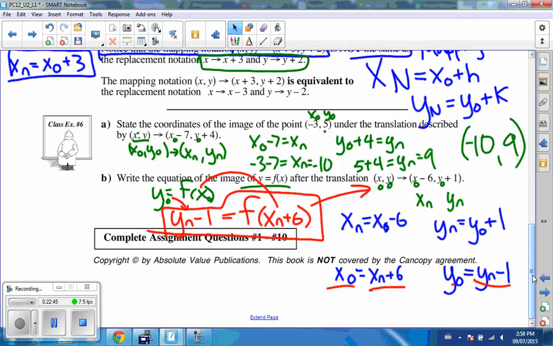All right, hopefully that helps with the understanding of replacement versus mapping notation. We're going to continue using that same vocabulary for the rest of the lessons in the unit, and we'll really build a strong understanding of these transformations.